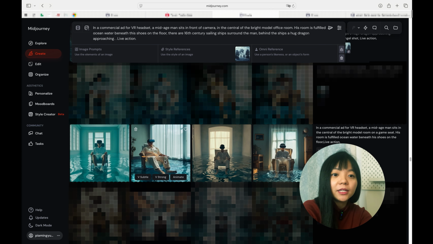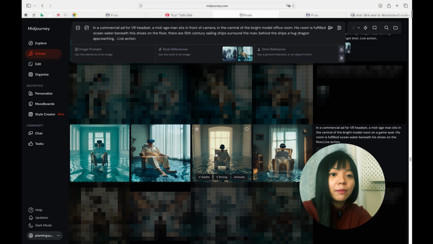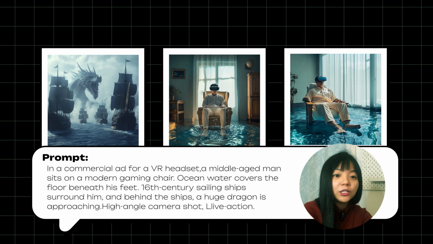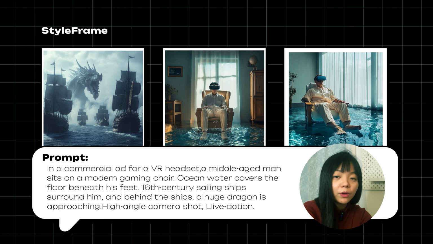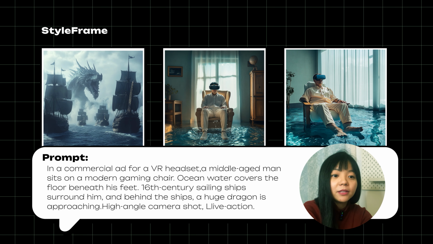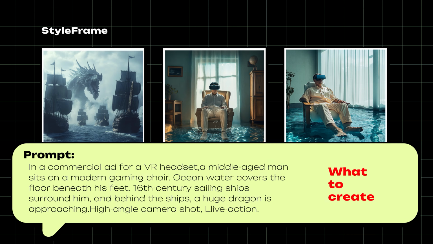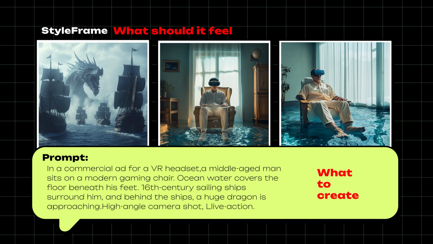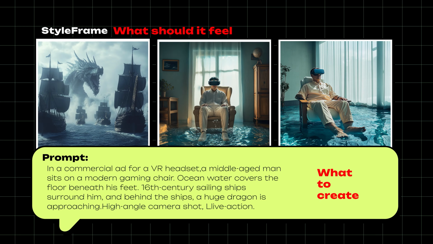Once they are uploaded, Midjourney automatically treats them as style reference images. That means the AI will try to match the lighting, texture, and overall feeling, not copy them exactly, but stay in the same visual language. The text prompt tells the AI what to create. The reference images tell the AI what it should feel.